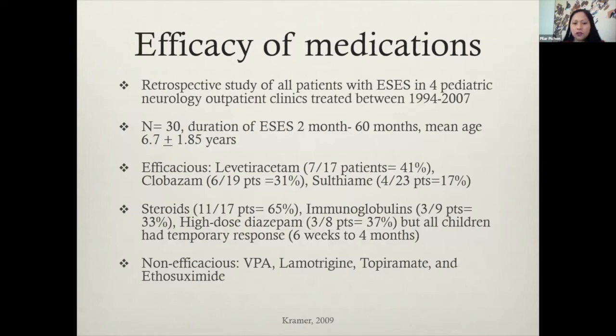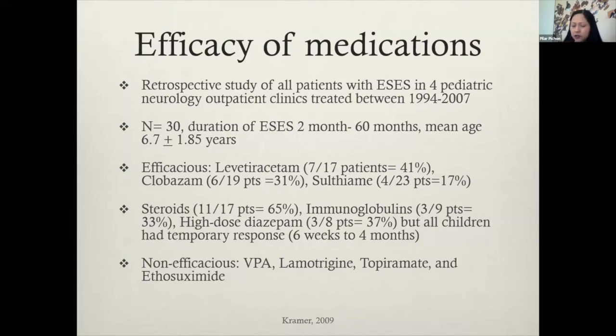So this is just a list of the data that we had for the efficacy of the different medications. I do use Keppra. In one study, 7 out of 17 patients, about 41%, responded to it. I also use clobazam: 6 out of 19 patients, or 31%, responded to it. I haven't used sulthiame. Steroids I have used; 11 out of 17, 65% response. And with high dose diazepam, you get 37% response.